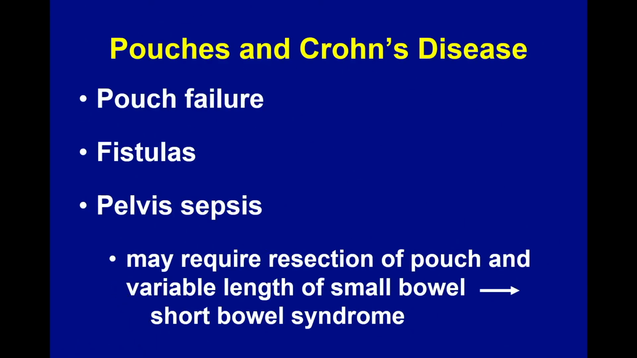So when you put a pouch in the wrong patient with Crohn's, you can get this vicious cycle of things that occur. The pouch just never works, or you get a fistula tract, and then you get an abscess in the pelvis, and then you get sepsis in the pelvis, and then they have to do a resection, and this leads to short bowel syndrome, and sometimes a small bowel transplant. I mean, this is a bad series of events. If you put a pouch in the wrong patient, these are the kinds of things that can happen.